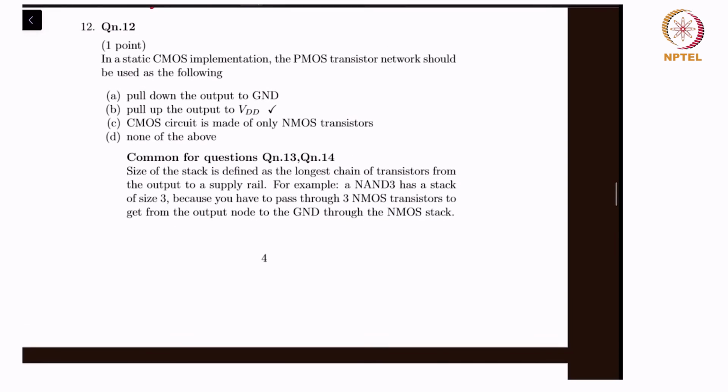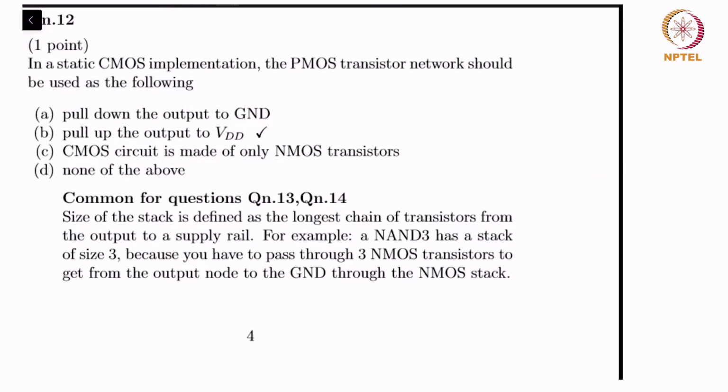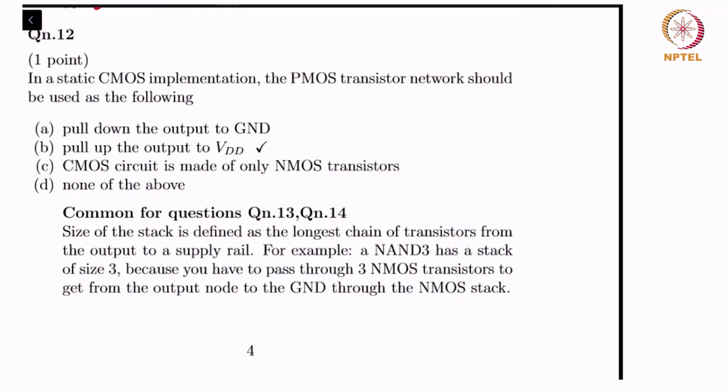So in question 12, in a static CMOS implementation, the PMOS transistor network should be used as the following. Pull down the output to ground? No. Pull up the output to VDD? Of course. CMOS circuit is made up of only NMOS transistors? No. And none of the above is obviously not there because it is one of the above.